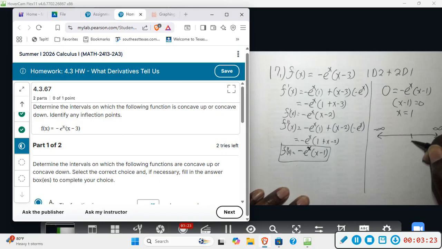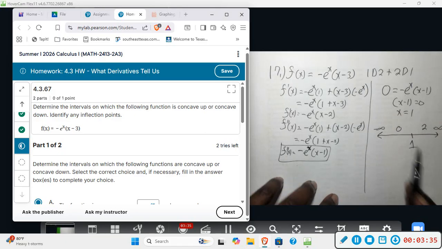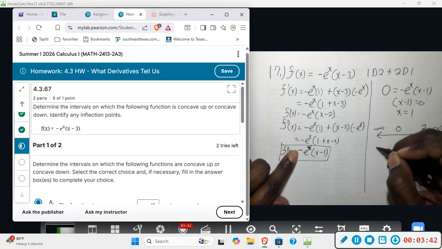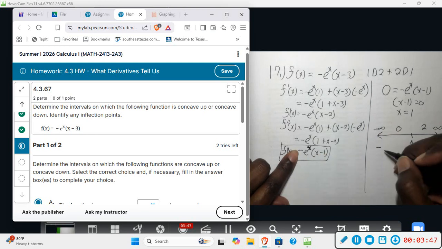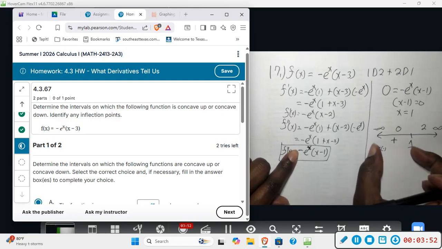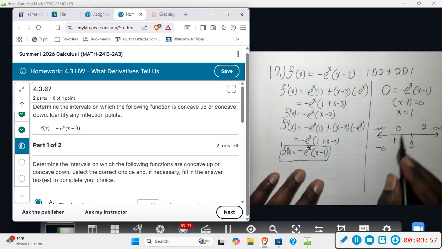It's just 1. All right, so I'm going to pick a number on the left side of 1, 0, and on the right side of 1, 2. Pick something relatively easy to work with. If I plug in a 0 here, e to the 0 power is 1, but it will become negative because of that multiple. So I'll get a negative for that part. If I plug in 0 here, negative times a negative will give me a positive. So this first part is concave up from negative infinity to 1. Negative times a negative, we get a positive.